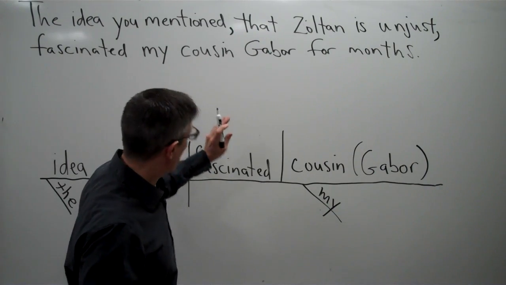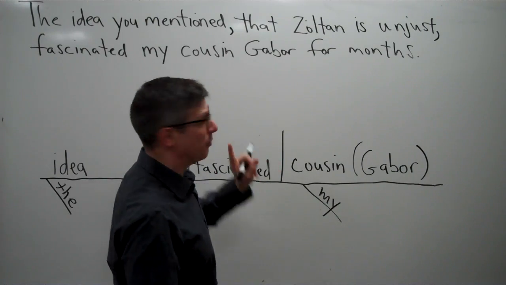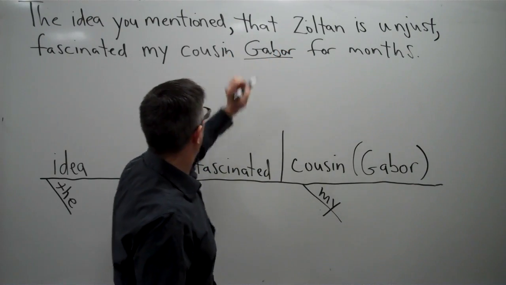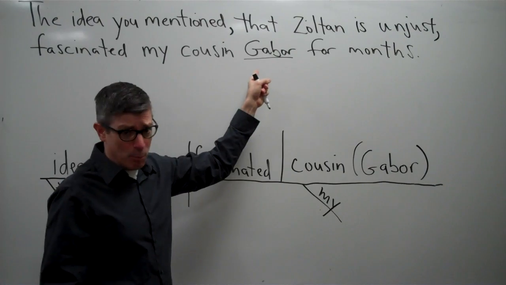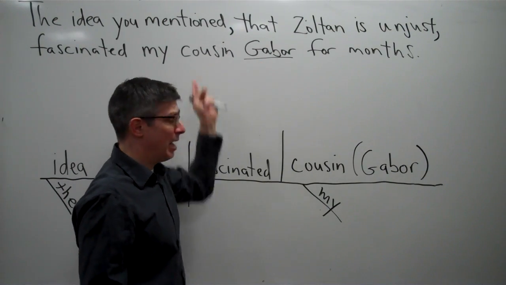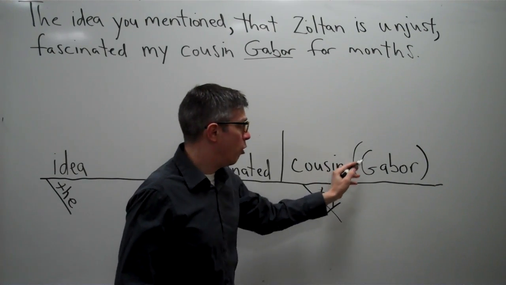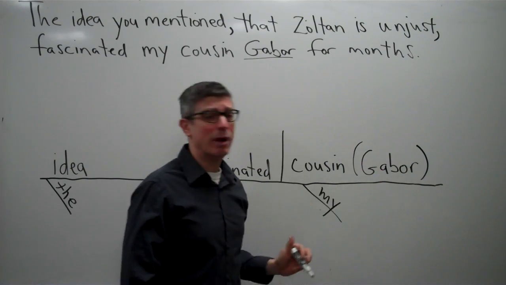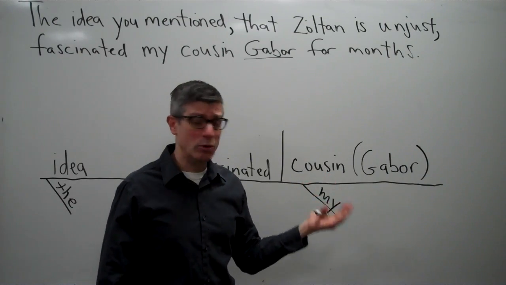Now, you'll see that there are two appositives in this sentence. The first one I'd like to address first because it's the easier one, and it's Gabor. My cousin Gabor. My cousin is Gabor. Gabor just renames the noun phrase my cousin. And the way we diagram appositives is simply to put them in parentheses. We put the appositive in parentheses right next to the noun that they rename.